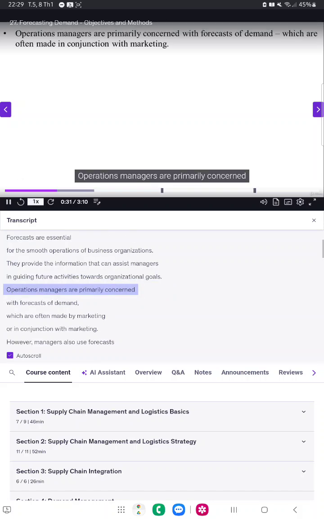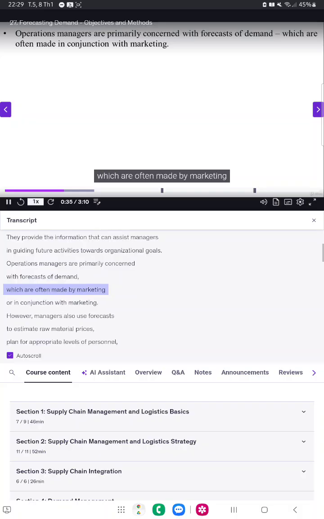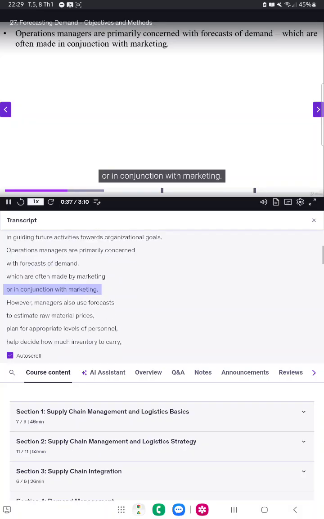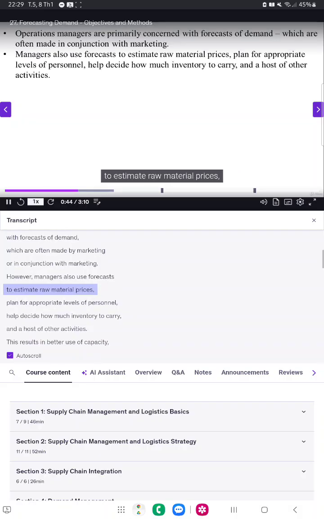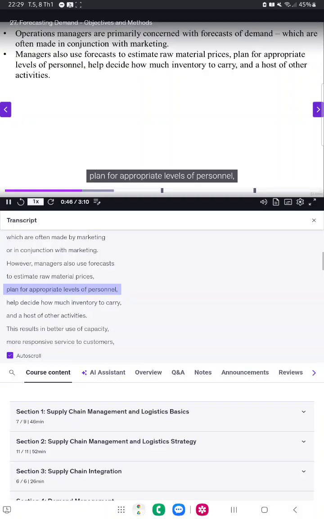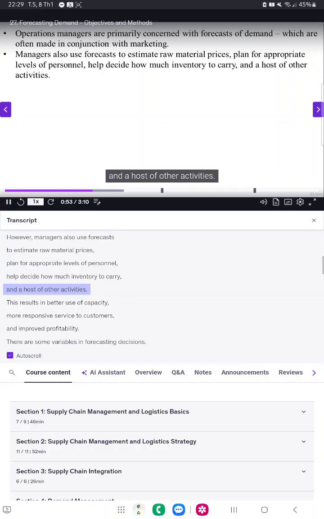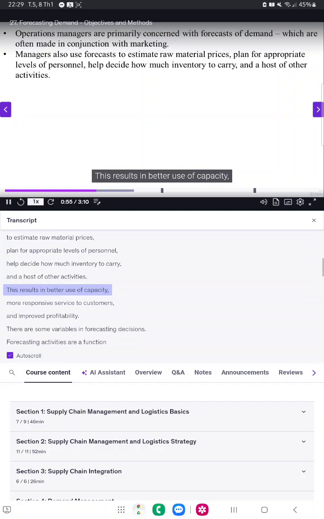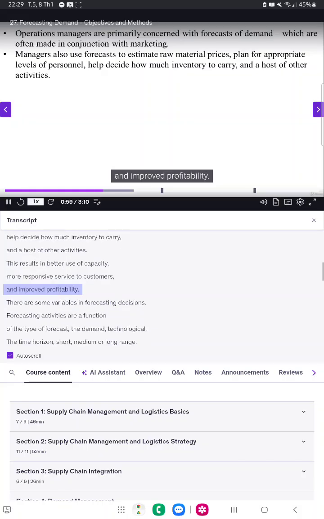Operations managers are primarily concerned with forecasts of demand, which are often made by marketing or in conjunction with marketing. However, managers also use forecasts to estimate raw material prices, plan for appropriate levels of personnel, help decide how much inventory to carry, and a host of other activities. This results in better use of capacity, more responsive service to customers, and improved profitability.